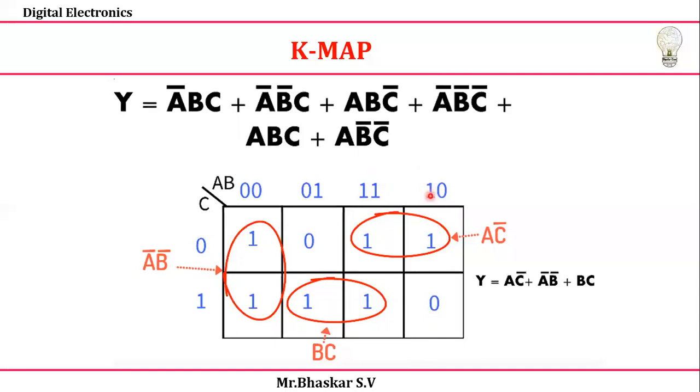First term, it is common, right? What is the 1? It is nothing but A. So directly I can take it as A. Next, in the same column, what is the value you have? 0. For 0, it is nothing but C bar. Directly I can take it as AC bar.